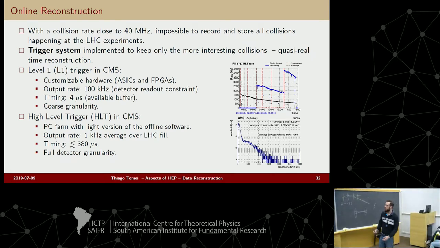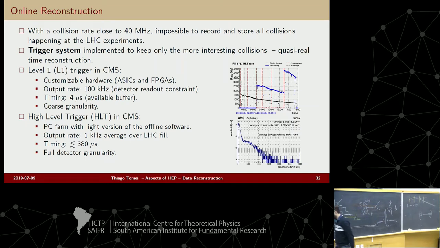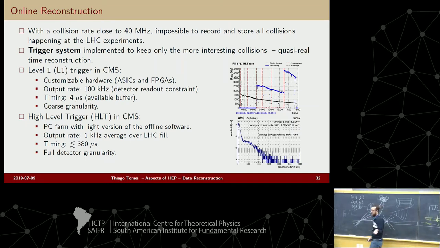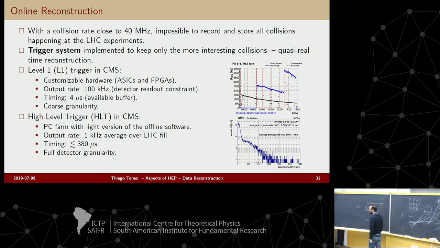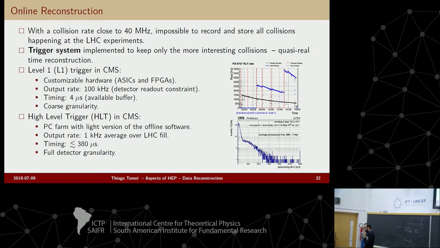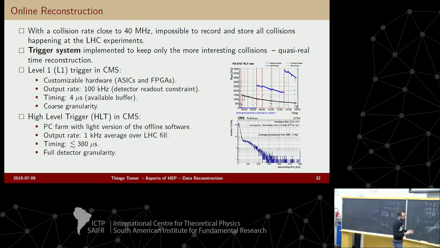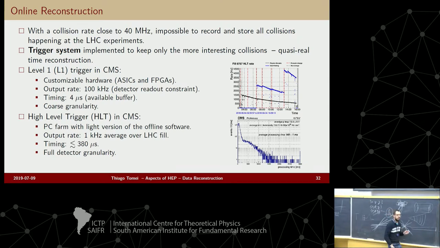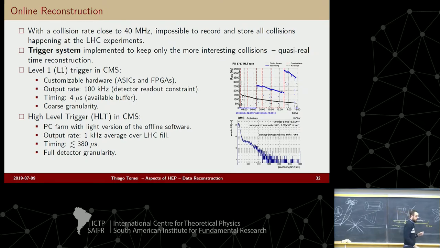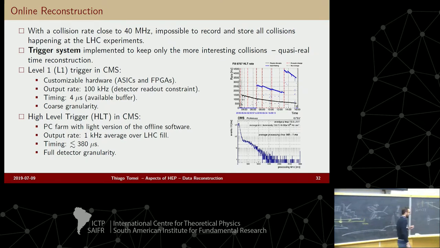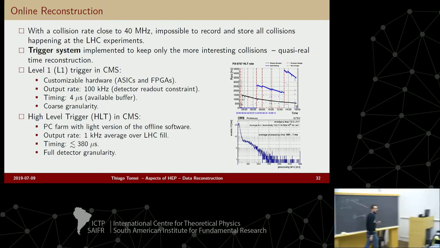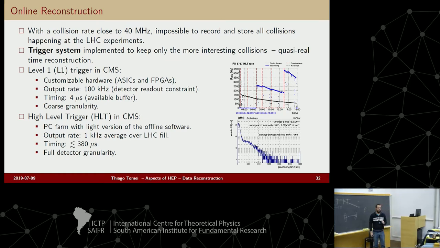Second to last comment. All of this reconstruction, you can do it after you take the data and run it. It takes some time, but it's fine. We have a lot of computer power. Unfortunately, we cannot take all the data because it's 40 megahertz of collisions. Each collision produces data more or less around 1 megabyte. So that's something like 40 terabytes per second. Yeah, not going to happen, right?